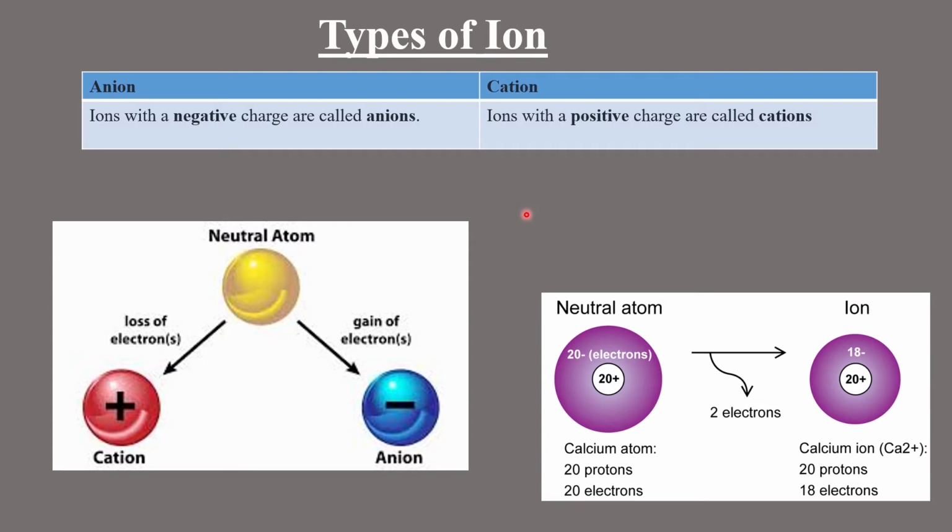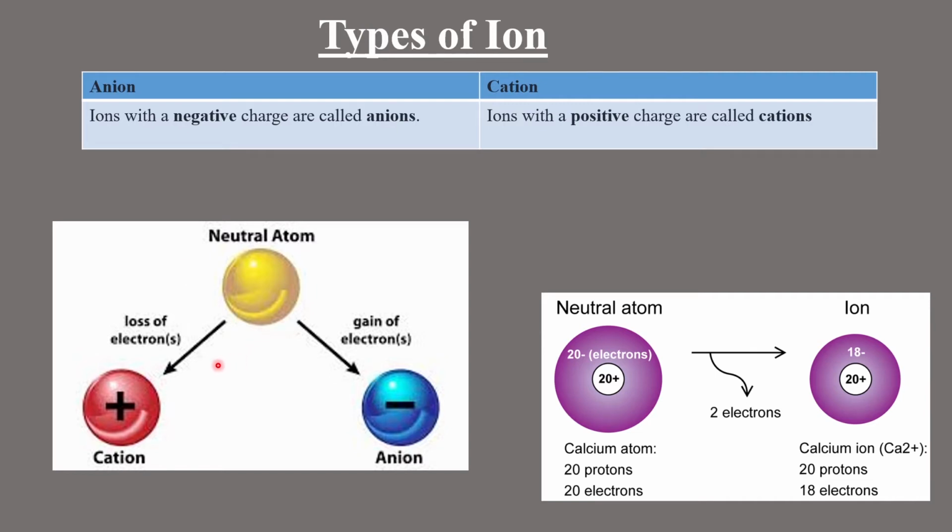Let's see the types of ions. Ions with a negative charge are called anions. In anions, the number of electrons is more than the number of protons, and this can happen if electrons are being added to a neutral atom. Ions with a positive charge are called cations, and in cations, the number of protons is more than the number of electrons, and this can happen if you remove electrons from a neutral atom.